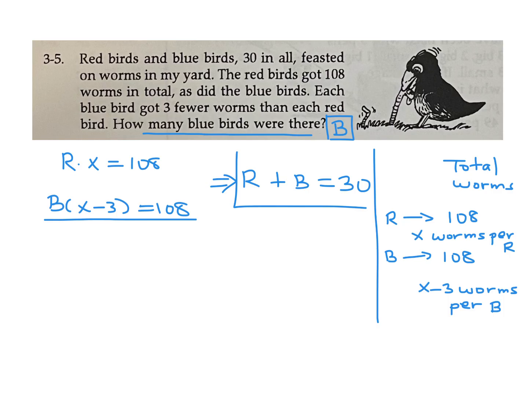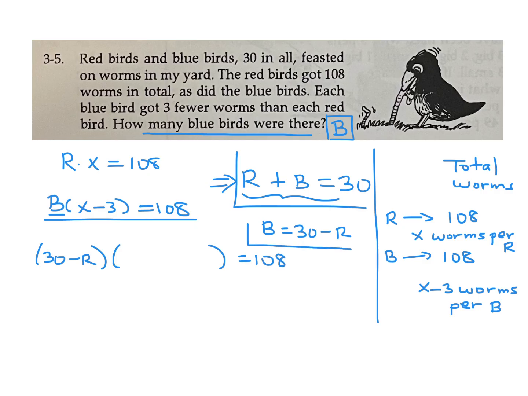So for B, the first guy, this one, I can use this equation here, and then B would be 30 minus R. So put that in there, 30 minus R. And then for the X minus 3, can I get X in terms of R? And the answer is yes, this guy right here. So X would be 108 over R. Yeah, there you go. 30 minus R, 108, that would do it. And that will help me calculate R, and then in the end, I can easily calculate B from this equation.